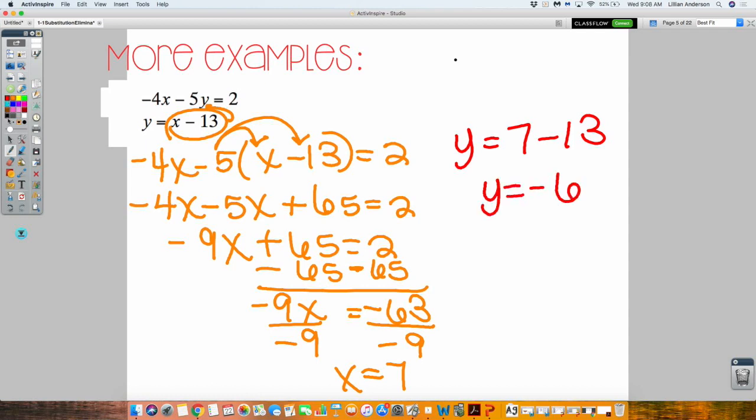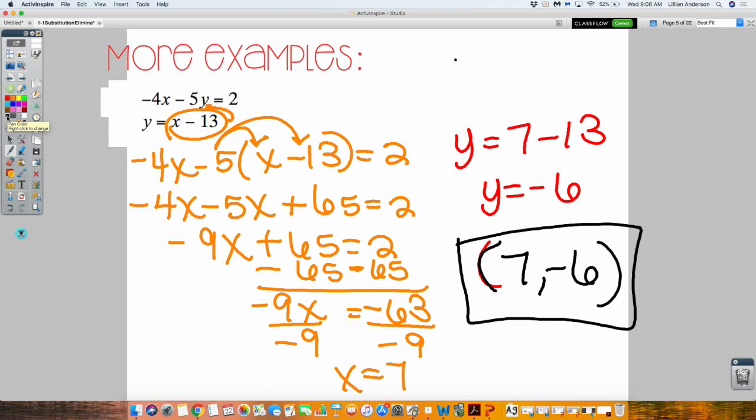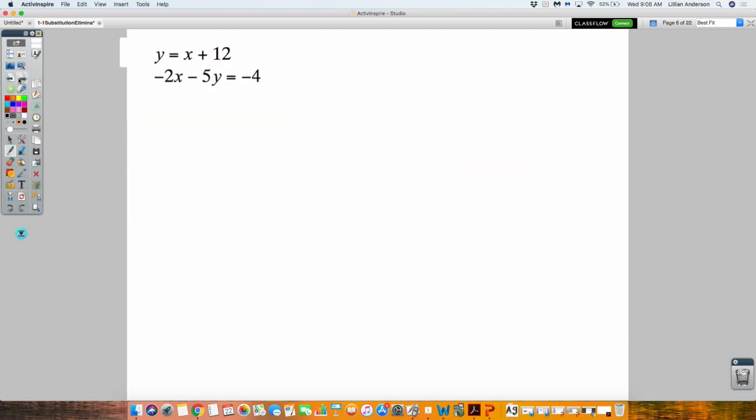So my final answer is written as a point. 7, negative 6. Make sure it's written as a point. Always write your solutions as a point, especially if you get a value for x and a value for y. Okay? We're going to do another one.